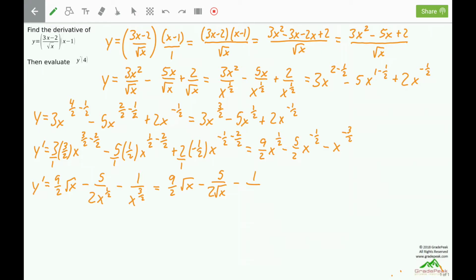And then x to the 3 halves is the square root of x cubed, or you can just keep it as x to the 3 halves. That's how it's commonly written, as x to the 3 halves. And there is our derivative.